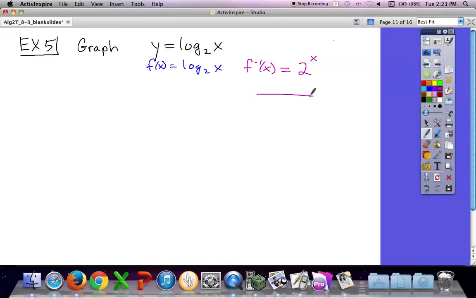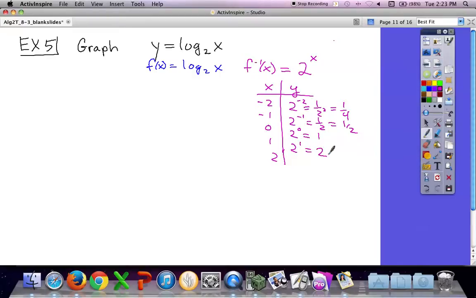Let's make a table of values for x and y. And I'll go -2, -1, 0, 1, and 2. I get to pick those, so I'm going to pick them. And then I'll plug in one at a time in for x here. So that's 2 to the -2, which is 1 over 2 squared, which is 1/4. All right, this is 2 to the -1, which is 1 over 2, which is a half. And this is 2 to the 0, which is 1, 2 to the 1, which is 2, and 2 squared, which is 4.